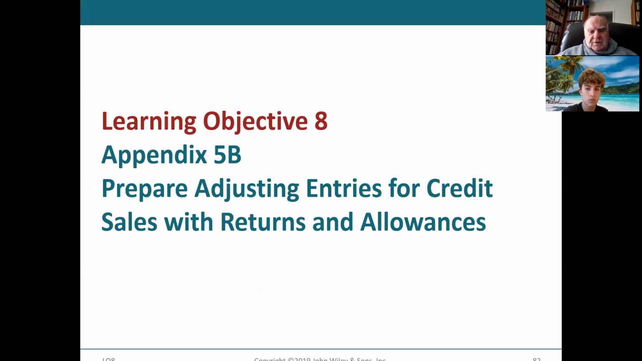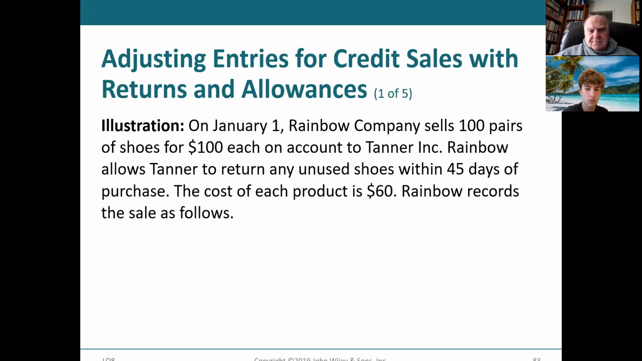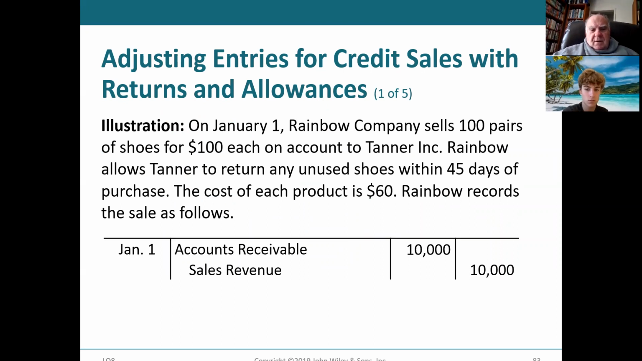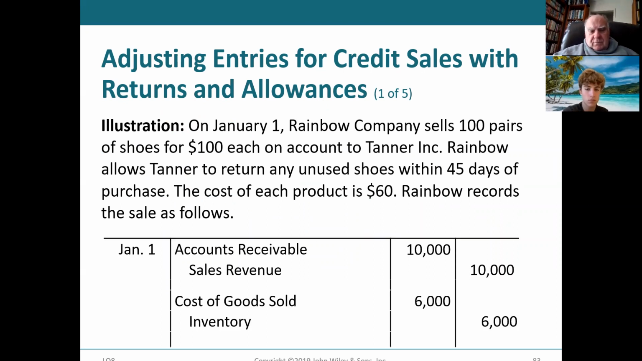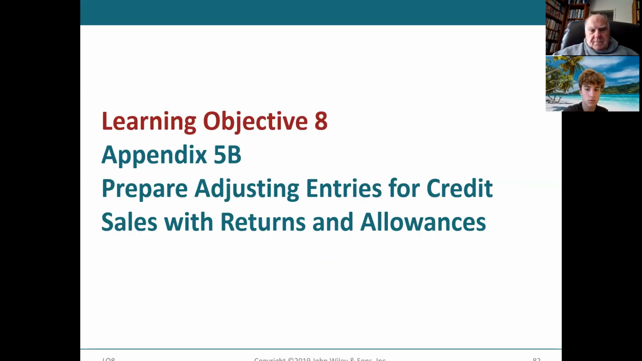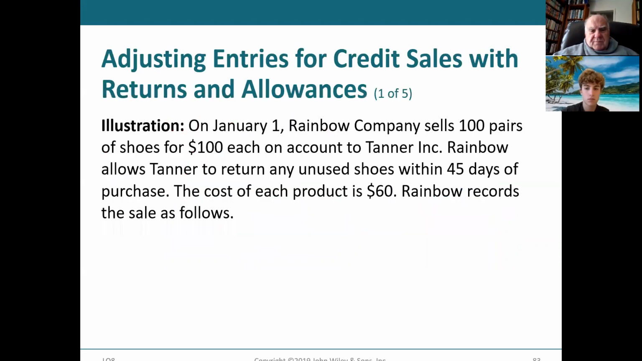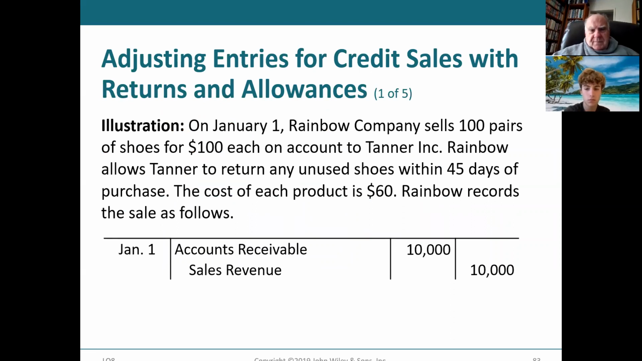Adjusting entries for credit sales with returns and allowances. Rainbow sold 100 pairs of shoes for $100 each on account to Tanner, and then Tanner returned $60 worth. They allow them to return anything. The cost of the product was $60. Under periodic, no. I guess they took us back into a perpetual system.